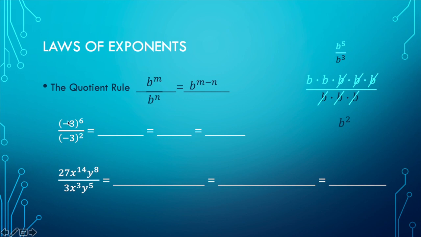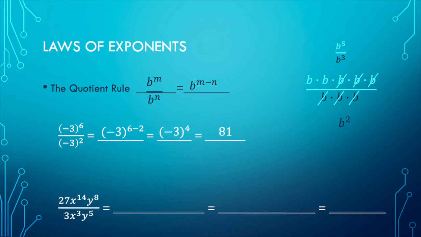Okay, so let's look at this example then. Negative 3 raised to the 6th divided by negative 3 squared. Well, that's the same as negative 3 raised to the 6 minus 2, or negative 3 raised to the 4th. So that means I'm taking negative 3 and multiplying it by itself 4 times. Negative 3 times negative 3 times negative 3 times negative 3. And we should end up with a positive 81 there.